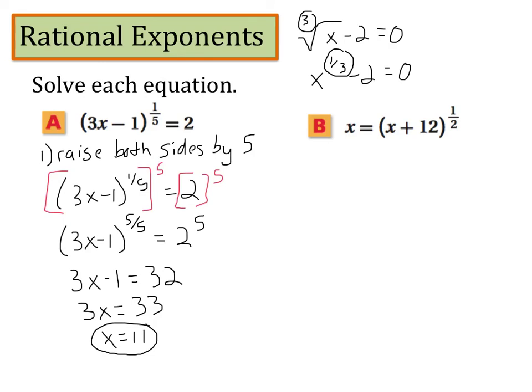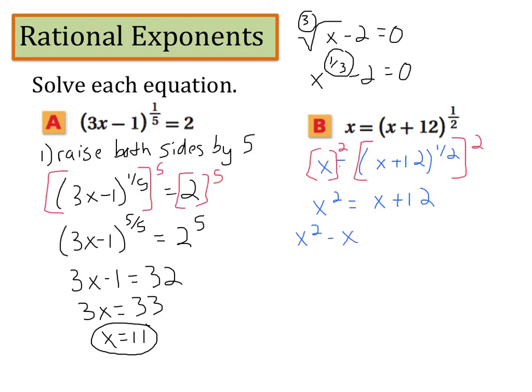Let's try example B. For example B, I have x equals x plus 12 raised to the 1/2. So what I need to do is, to get rid of that 1/2, I raise both sides to the power of 2. Then I have x squared equals x plus 12. I want to put this in standard form. So I have x squared minus x minus 12 equals 0.